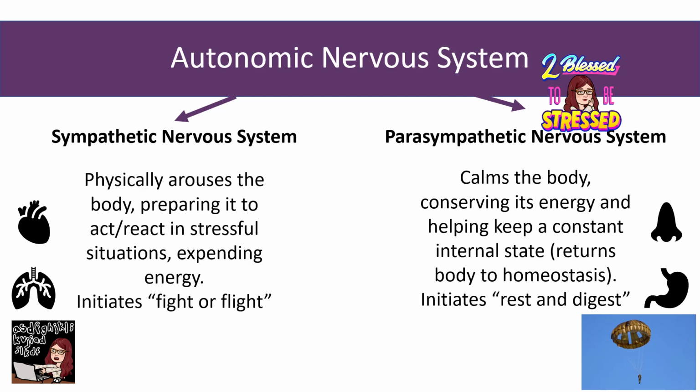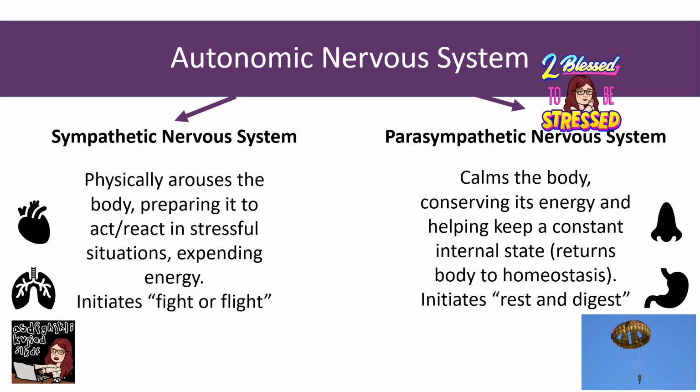But I've got a little picture there of a parachute, because if you imagine a parachute falling from the sky, it's very calming. A parachute is very calming. It just slowly floats down, much like the parasympathetic nervous system. Okay, your nose, you're breathing in, and the stomach there, your gut. Let's bring our gut back to the homeostasis point.